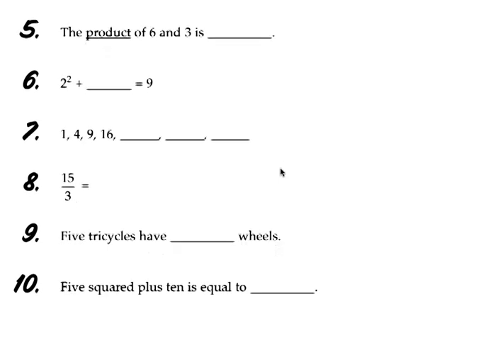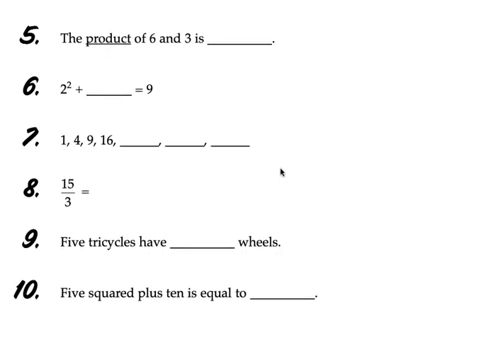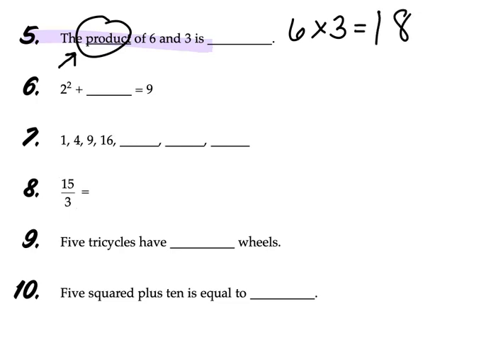Let's see. Here we go. And we're up. Problem number 5, the product of 6 and 3. As I say always, the key to understanding these type of problems is to understand the key word product. Product means to multiply. Product is the answer to a multiplication problem. So the product of 6 and 3 is asking you to multiply 6 times 3, and the answer is 18.